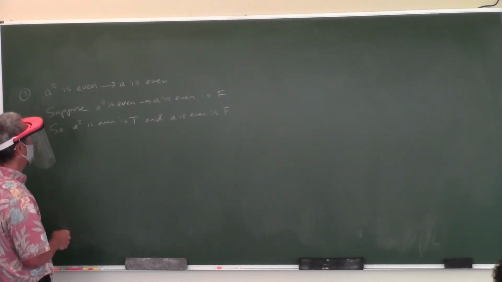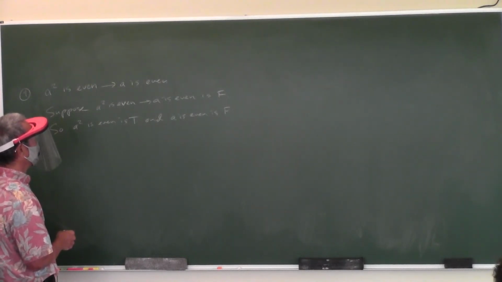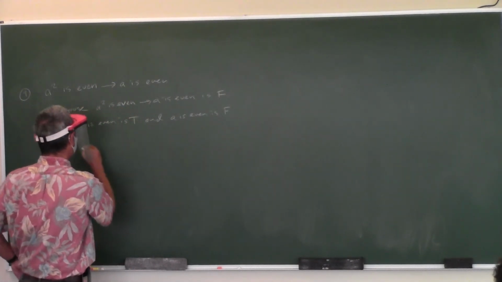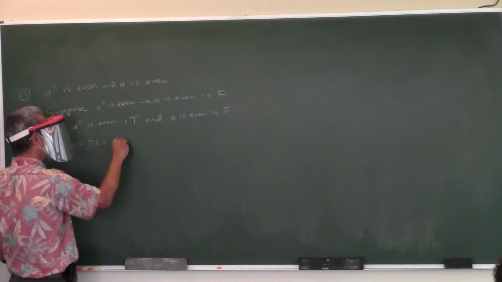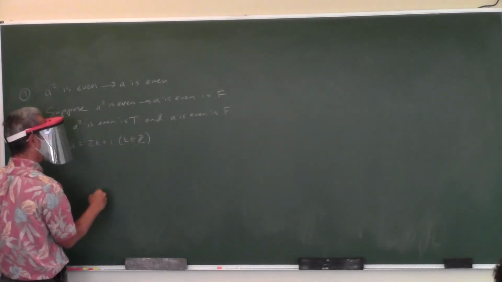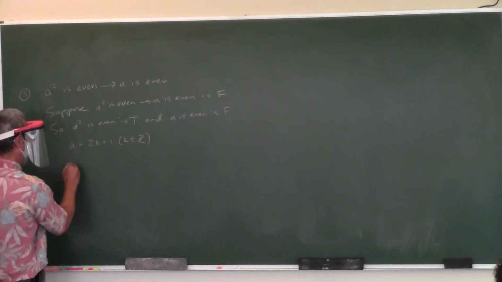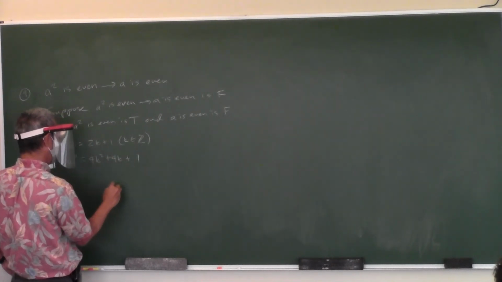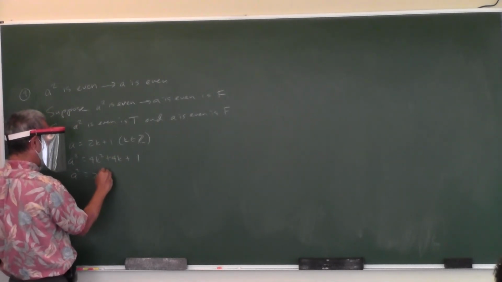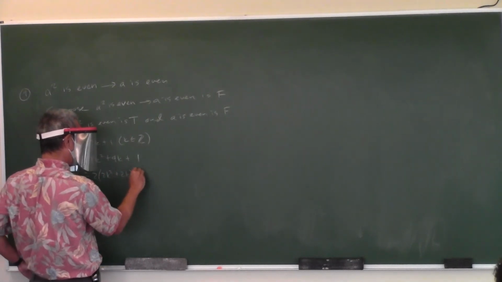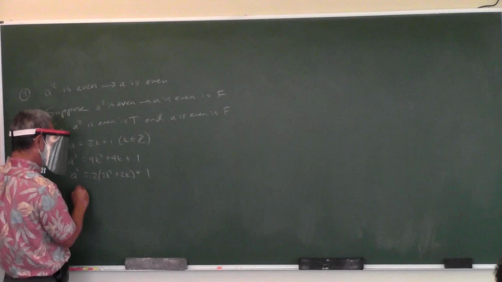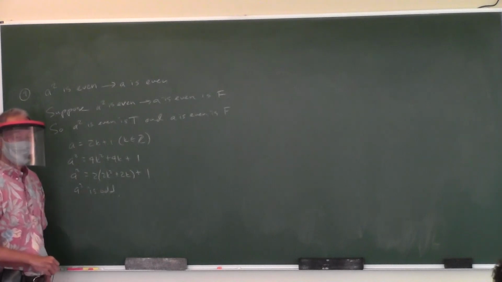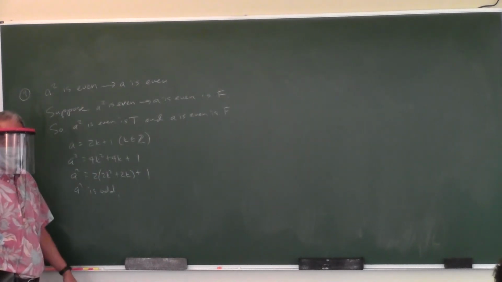A is odd, so 2k plus 1. Okay, so if a is even is false, that means that a is odd then, right? So that means a is equal to 2k plus 1 for some integer k. And then over here, we're going to prove something about a squared. So squaring both sides, a squared is equal to 4k squared plus 4k plus 1, which is equal to 2 times 2k squared plus 2k, plus 1. So a squared is odd, and there's your contradiction, right? Because over here it says a squared is even is true. So therefore, that statement is true.